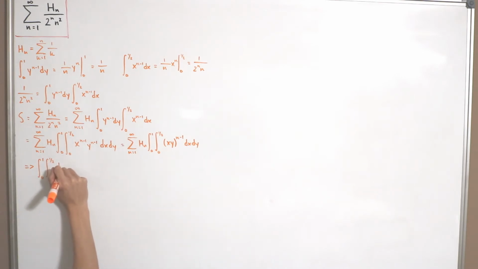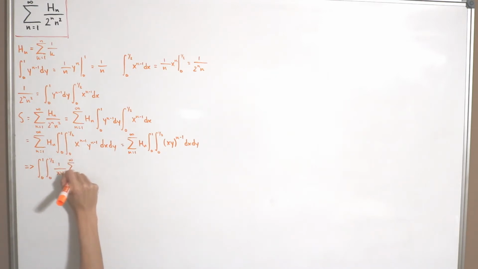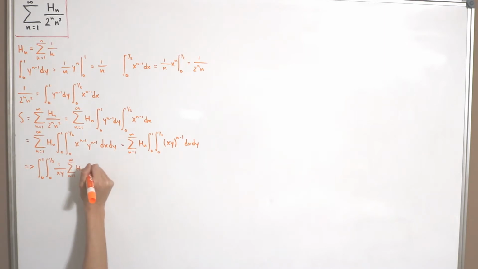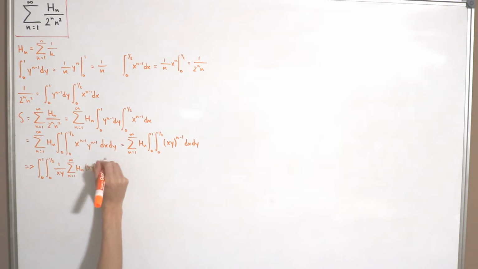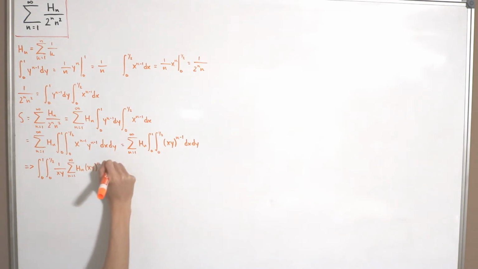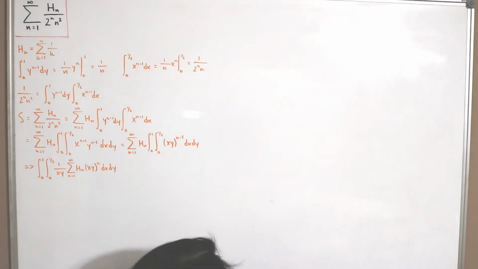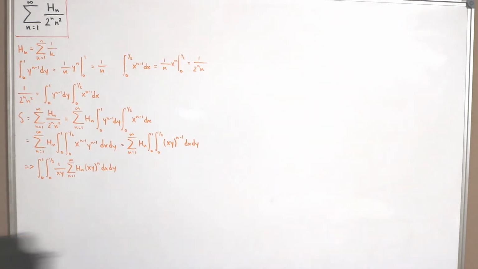1 divided by x times y, okay, and then now times the infinite sum, n is equal to 1, then h sub n, then multiplied with x times y to the power n, then dx dy. That's what we established here. So I'm just gonna underline this in black for now.